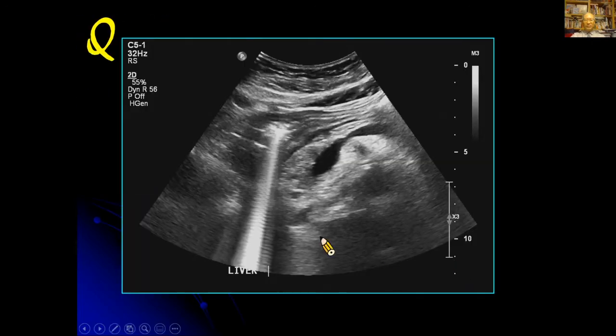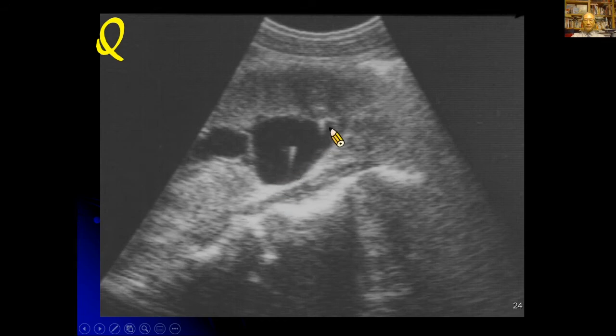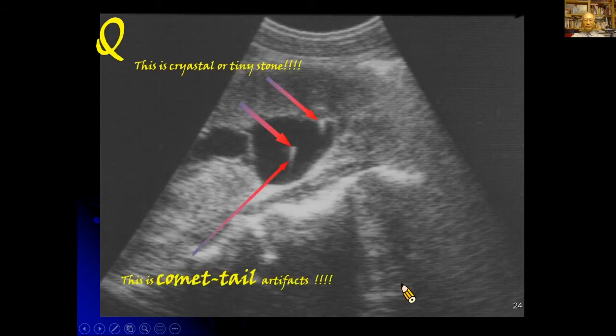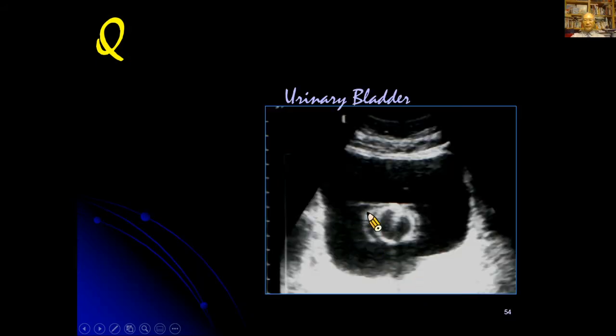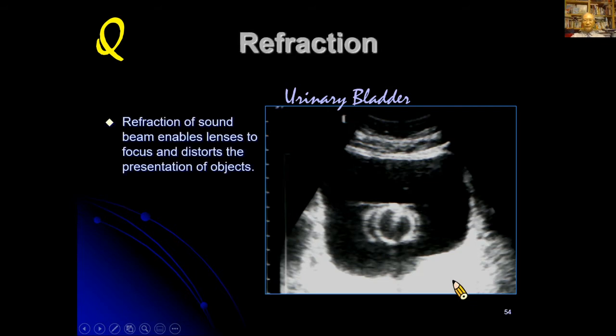There are common examples. You know the answer. There's a ring down artifact. How about this? Comet tail, no doubt. Comet tail. How about this? Double Foley catheter balloon. So there's a refraction artifact or lens artifact, sometimes called phantom or ghost artifact.